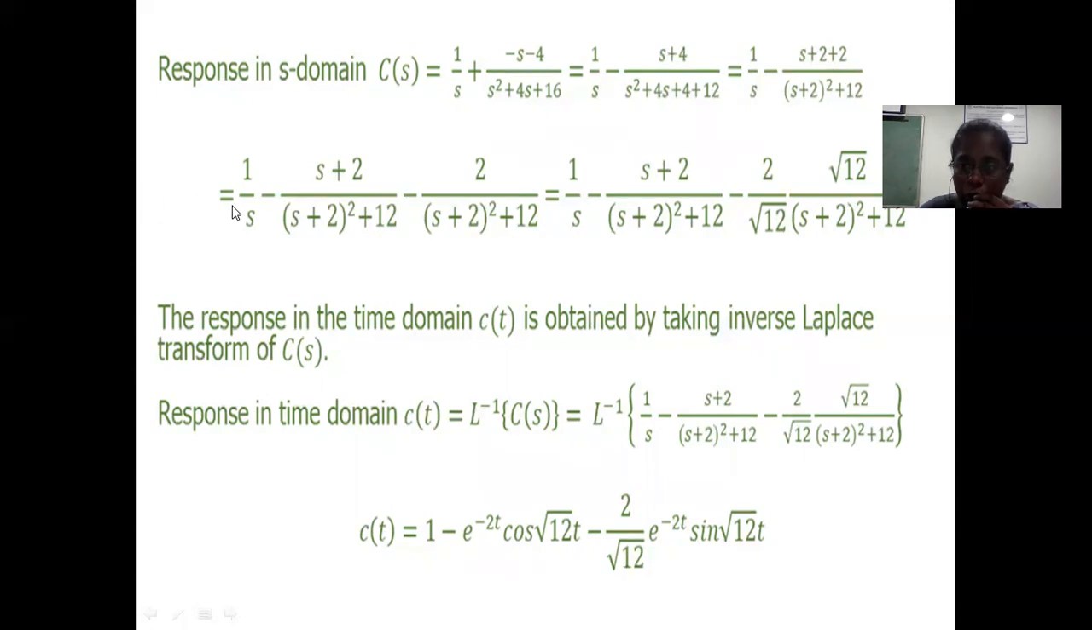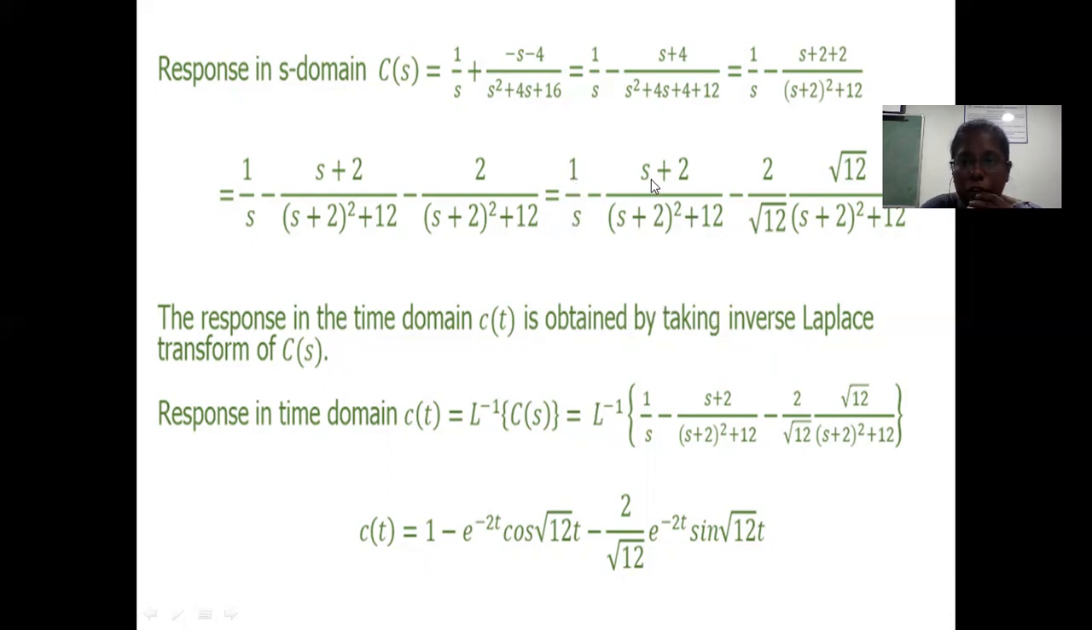In order to get c of t, what do we have to do? We have to take the inverse Laplace transform, right? We have C of s, and we want to get c of t, moving from the frequency domain to the time domain. So we take the inverse Laplace transform. The inverse Laplace transform of 1 by s is 1.